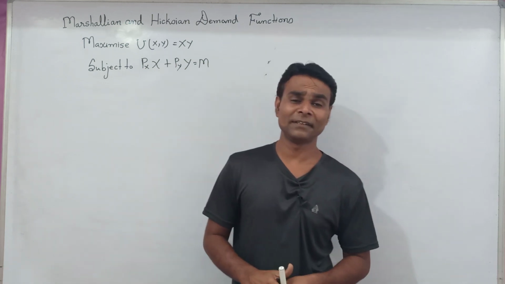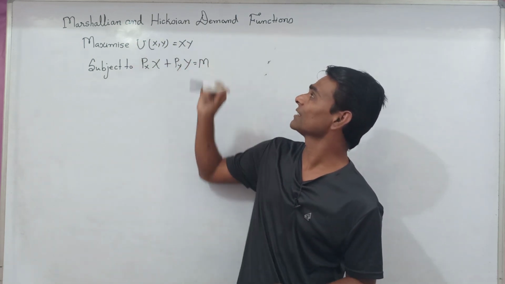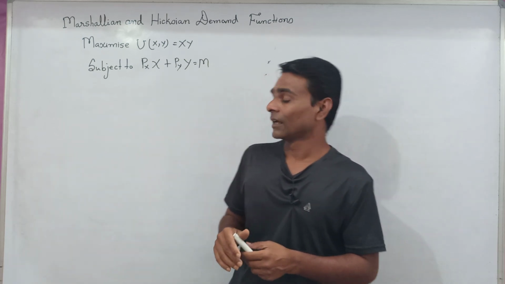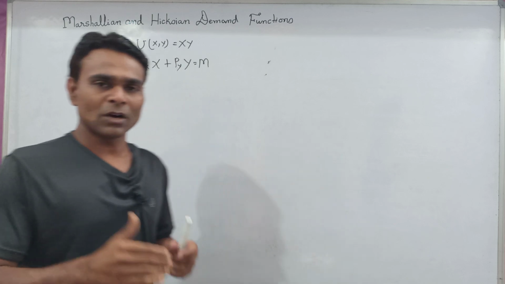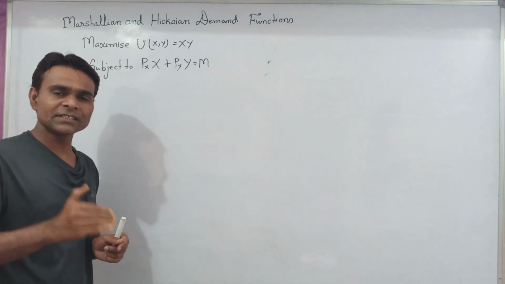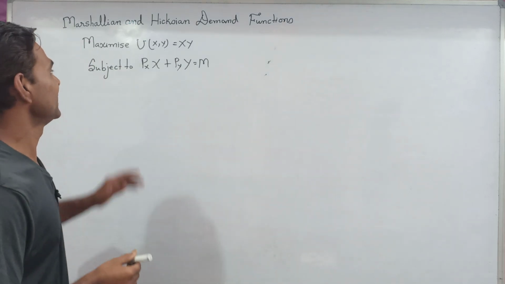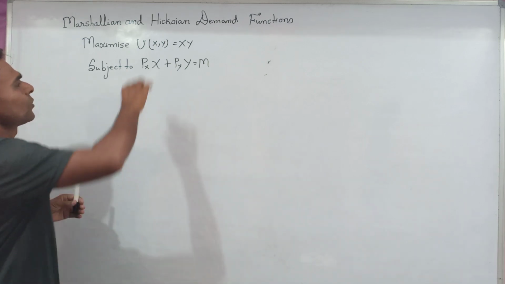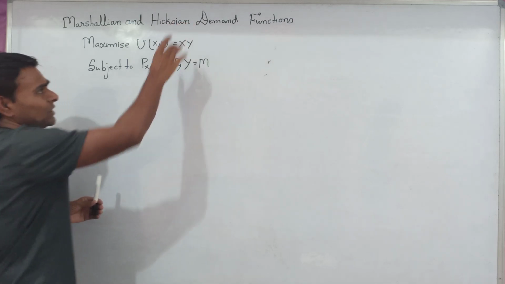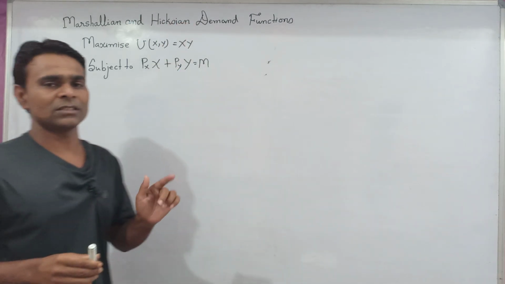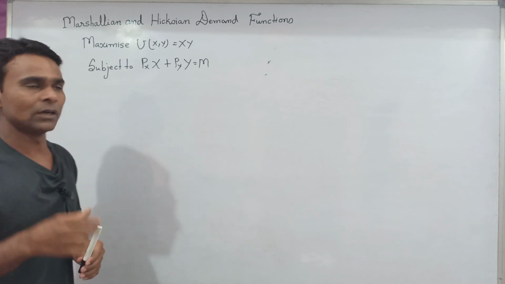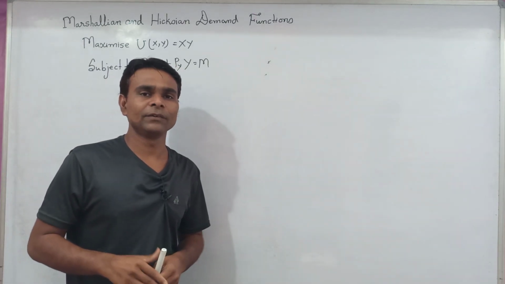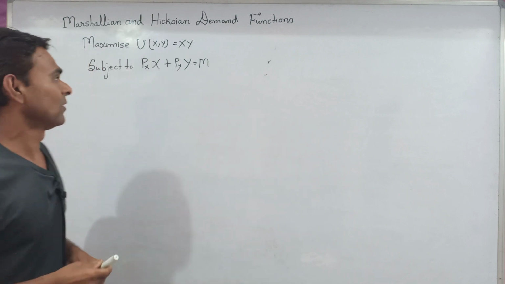In this video, I will discuss Marshallian and Hicksian demand function in a single video. And we are going to derive Marshallian demand function and Hicksian demand function for commodity X and commodity Y from a simple utility function. You can see it is the first part, that is type 1 utility, and later on my next video will cover other types of utility function.